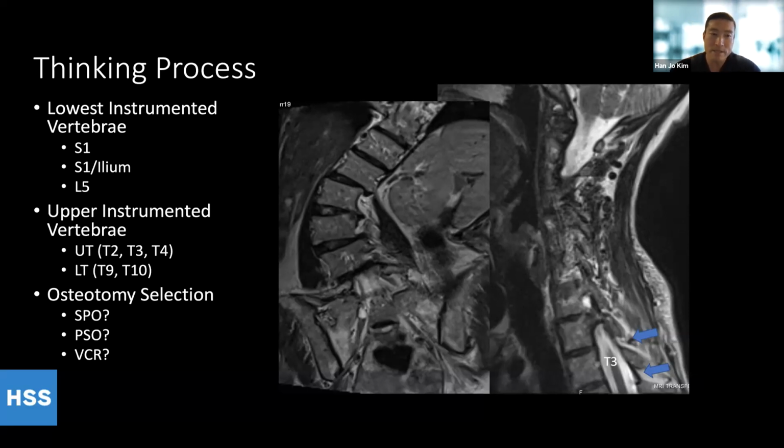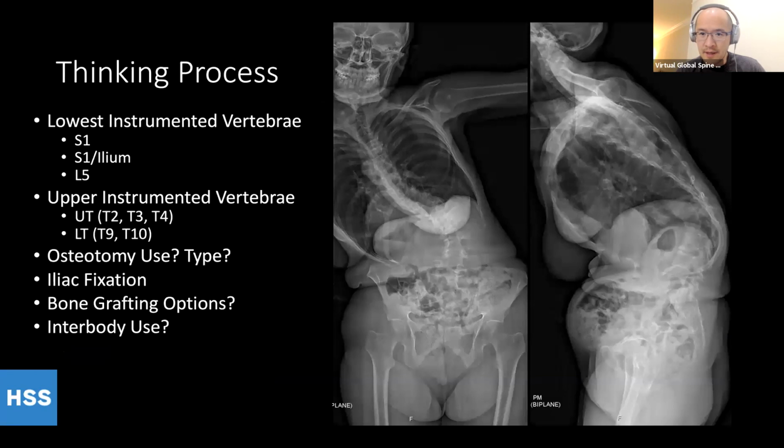As far as osteotomy selection, the question is, do I do SPOs or do I do a 3-column osteotomy such as a PSO or a VCR? Hey, Hanjo, maybe this is a good time to poll some of the folks who do a lot of deformity, like Dr. Goodwin, Galgano, et cetera, and see what their thoughts are and what they do. Any takers?